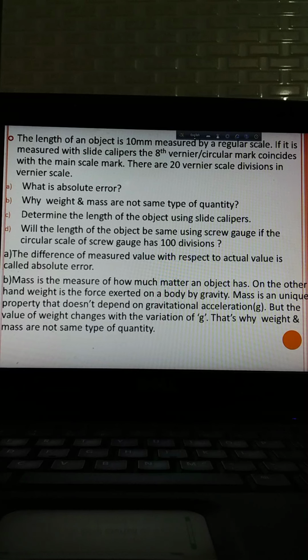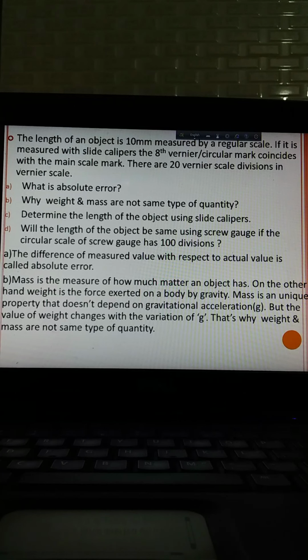The knowledge based question is: what is absolute error? The comprehension based question is: why are weight and mass not the same type of quantity? The application based question is: determine the length of the object using slide calipers. And the higher ability type question is: will the length of the object be the same using a screw gauge if the circular scale of the screw gauge has 100 divisions?